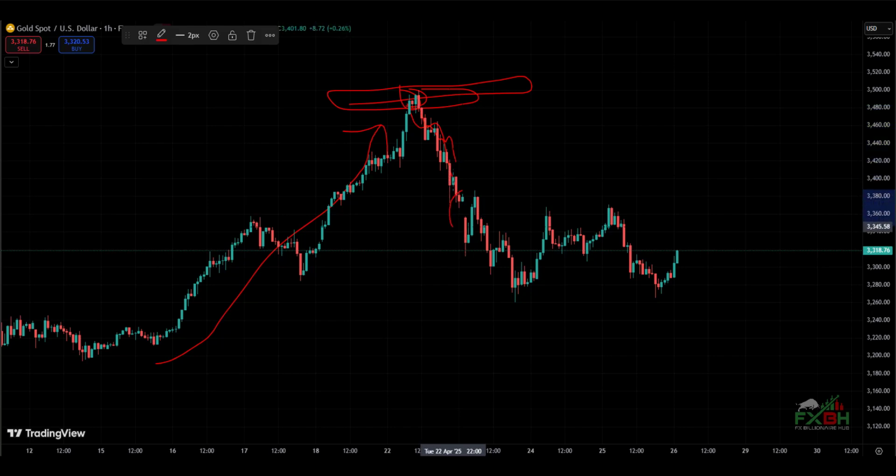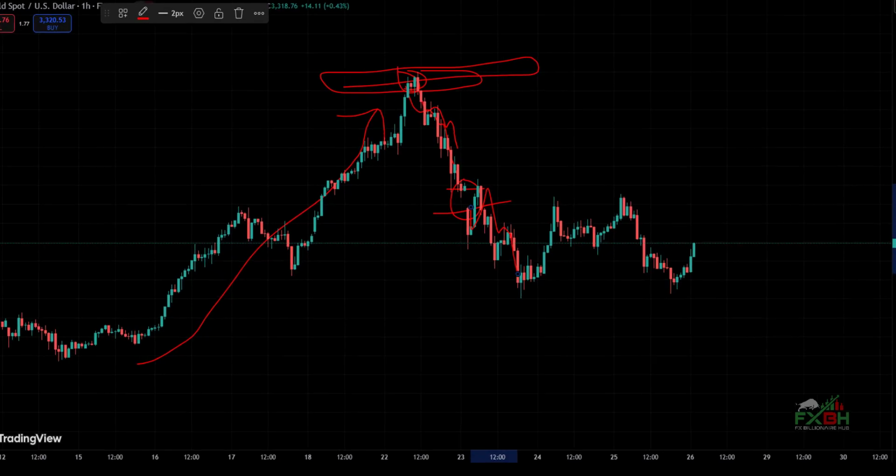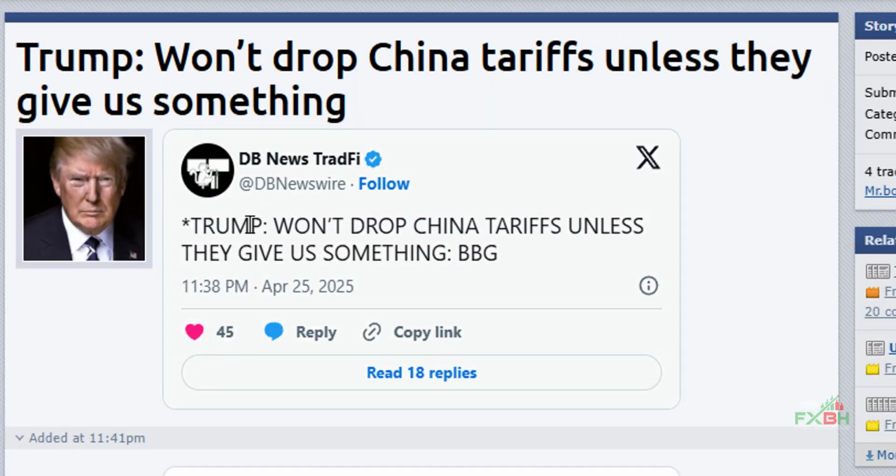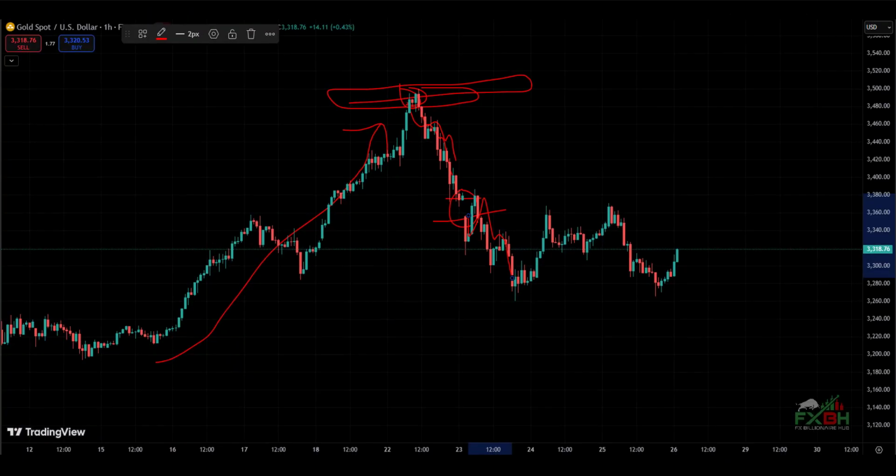Again, as you can see, there was news from China and the US that they were going to settle the tariff rates, and that's why in each time frame there is a value gap, that means a price gap. There was a gap, and then it started to go down. Finally, Trump said he won't drop China's tariff unless they give us something. That means if China doesn't drop that, we will never drop that. That is that kind of news.